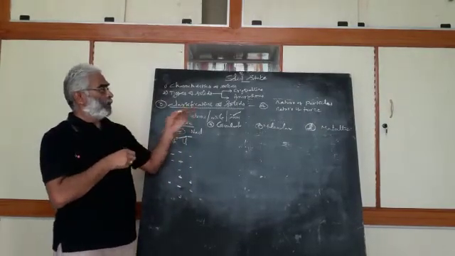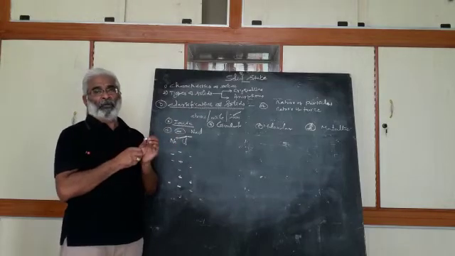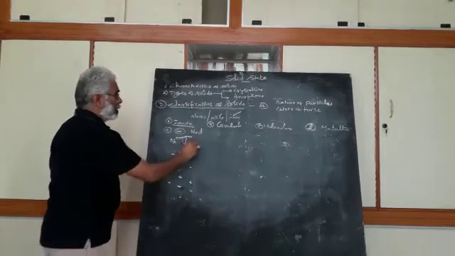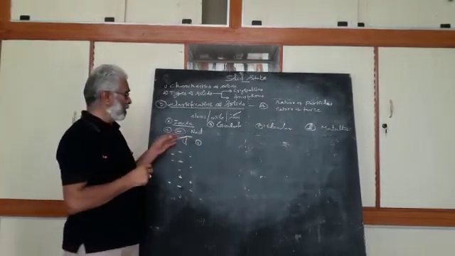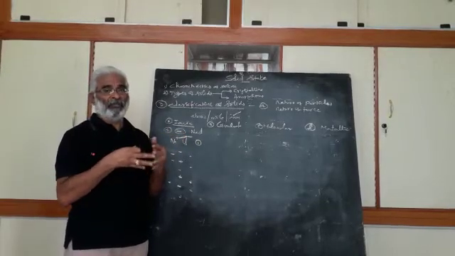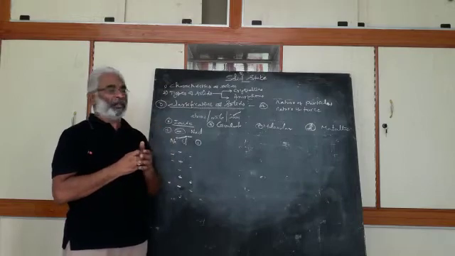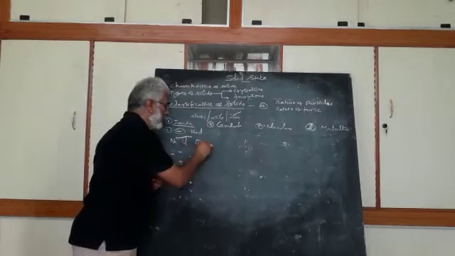Because of the strong electrostatic force of attraction, the ionic crystals show four very important characteristics. Number one, they possess very high melting point. As the ions are held by strong attractive force, it is difficult to break the force. We have to give more heat energy to separate these ions. So they possess high melting point.